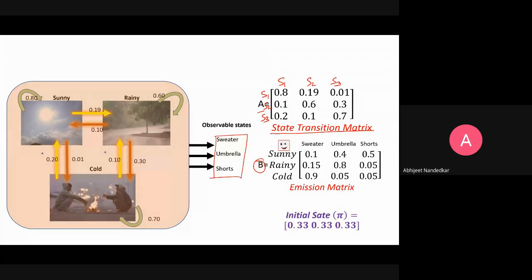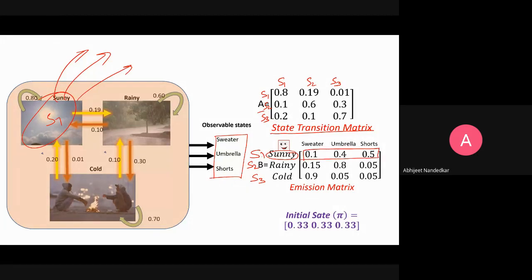Observable states when you are in a certain state. Say sunny is my S1 state, rainy is S2 state, and say cold is S3. So when my system is in the sunny state, S1, what will it emit as the observable variable? We have three observables: sweater, umbrella, and shorts. The chances are given in this table.